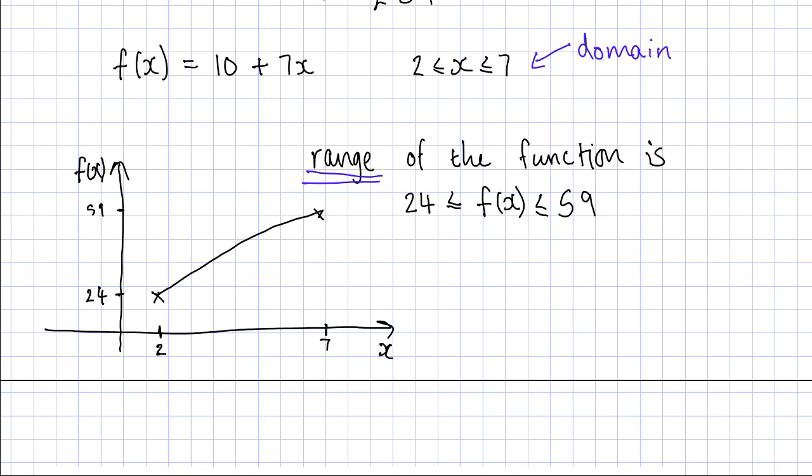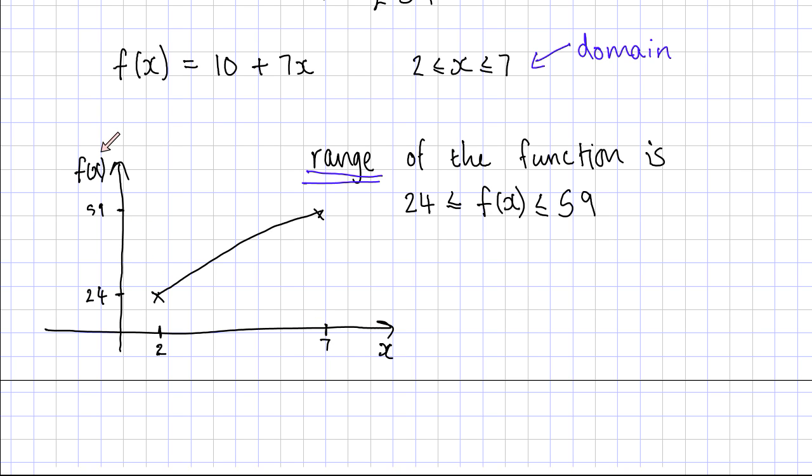If I draw a straight line through those crosses, that represents the function. Now I can see clearly that my domain is from 2 to 7. I can't go less than 2 because he's not allowed to work less than 2 hours, and I can't go more than 7 because he can't work more than 7 hours as well.